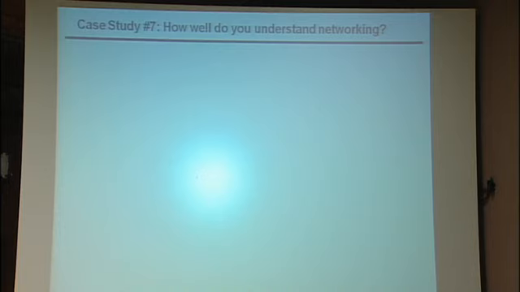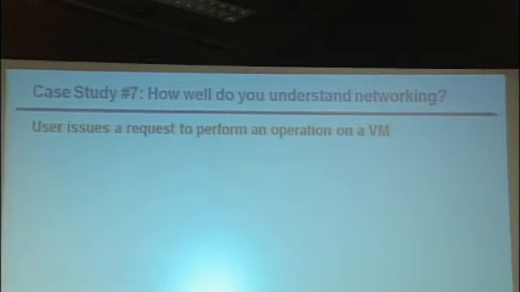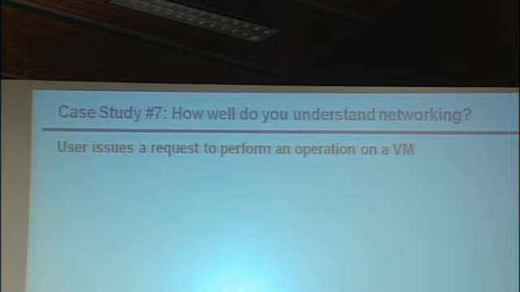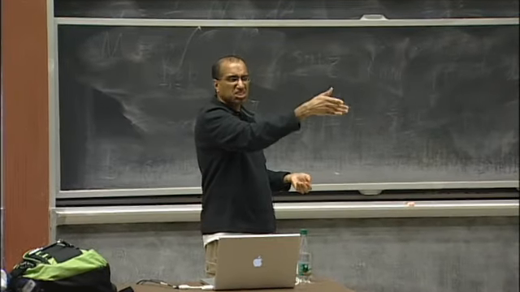So we've looked at a lot of things related to CPU usage, we've looked at a lot of things related to memory. Now let's look a little bit at the network. Here was the problem. I have a user, our canonical admin. The user wants to perform an operation on some virtual machine somewhere. Remember the flow. Issue a request, it goes to some server. The server goes to the host where that VM is, does some operation, comes back.